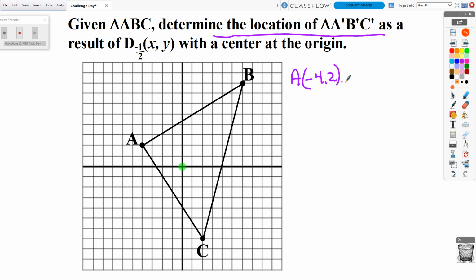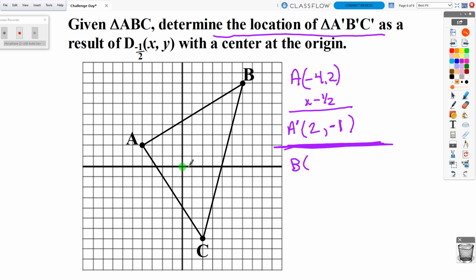B, well, let's go ahead and do it. Let's multiply by the scale factor. So even if the scale factor is negative, we still multiply with the negative. So negative 4 times negative 1/2 is now positive 2. 2 times negative 1/2 is now negative 1. So I'm going to leave that for now. I'll come back and graph it later.